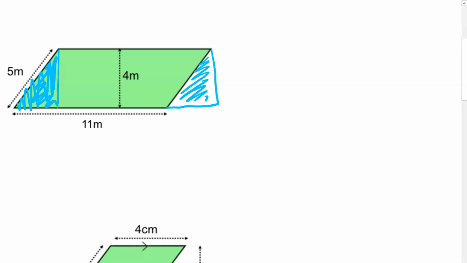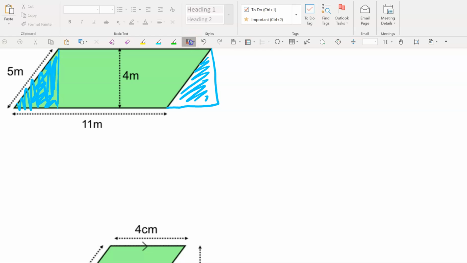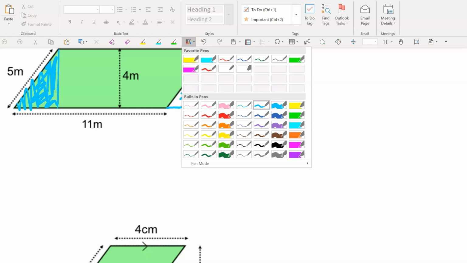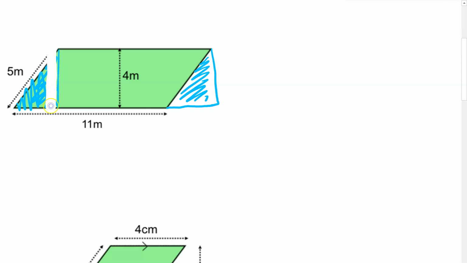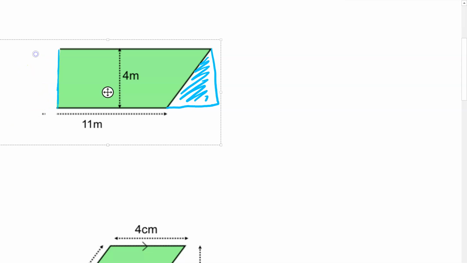Okay, I'm going to grab a little white pen, hopefully, and it will make the other one disappear. There, so that's all gone. Why won't that work? Lovely, that's better. Okay, so now we're left with a rectangle.